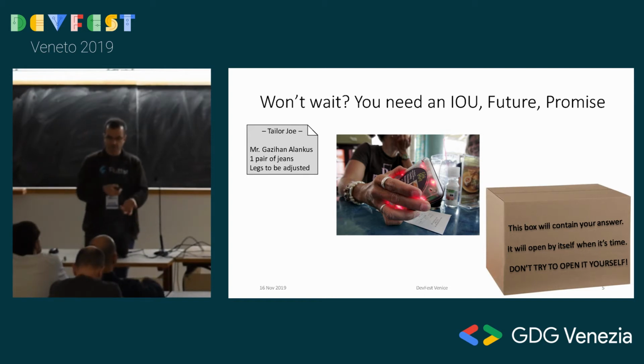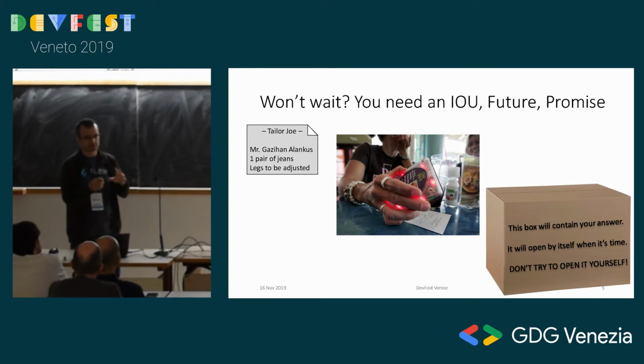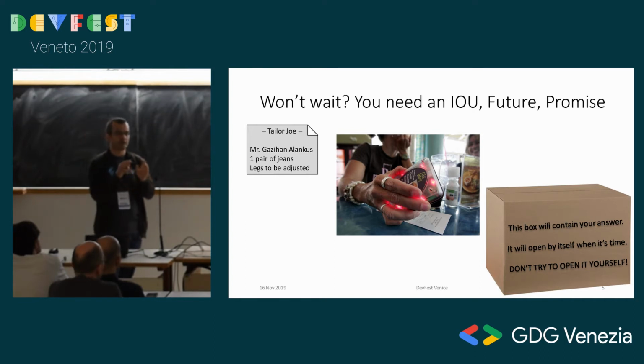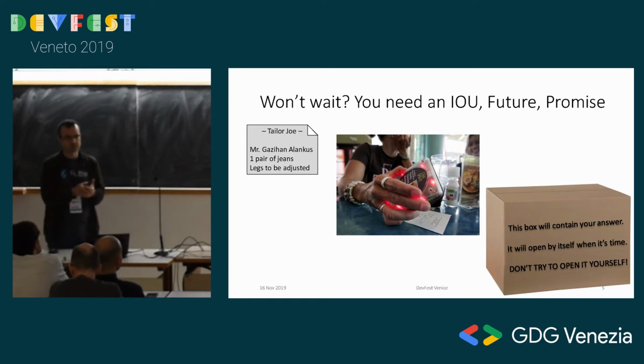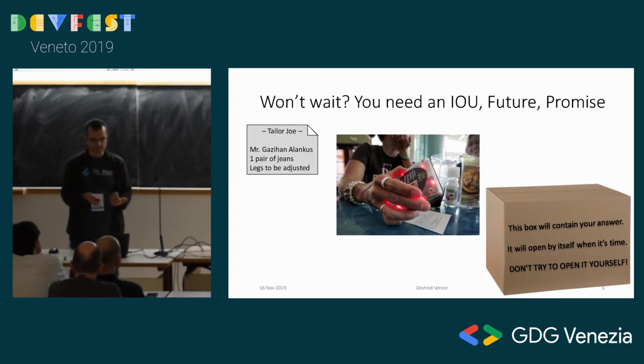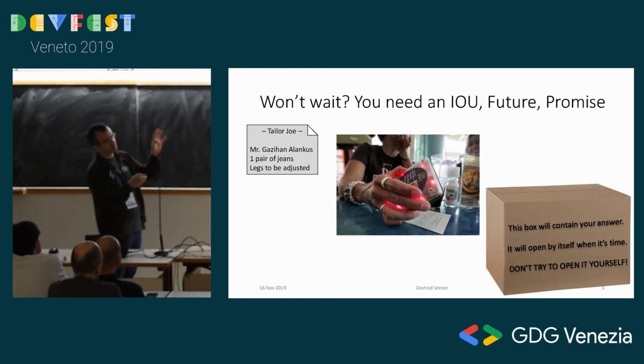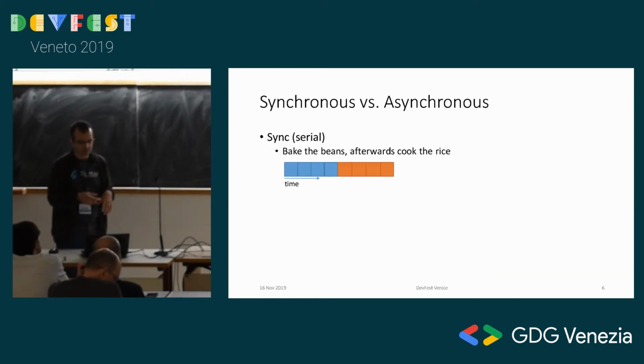Okay, there are a lot of Stack Overflow questions about this, so you have to understand it really correctly. You cannot get the answer right now. You can't do anything to get the answer right now. You have to embrace that it's going to happen in the future. So keep that in mind, that analogy of the buzzer. We'll come back to that.